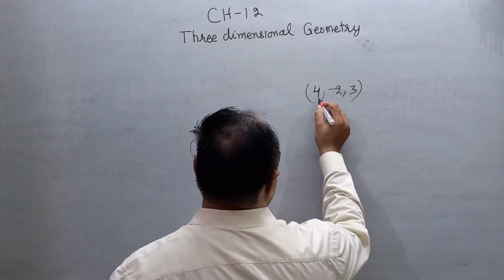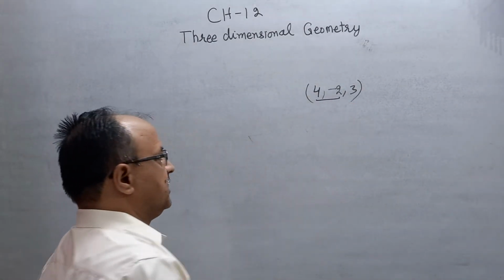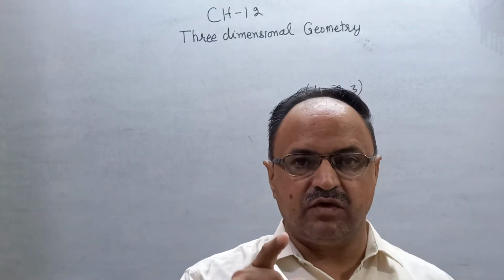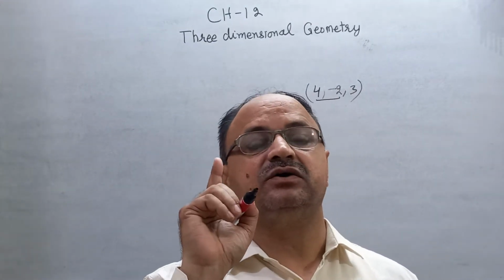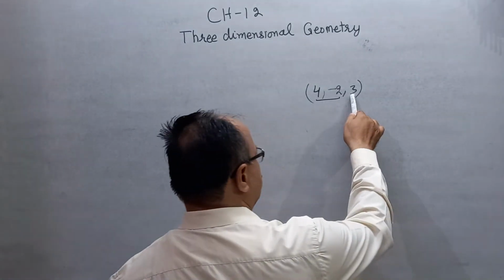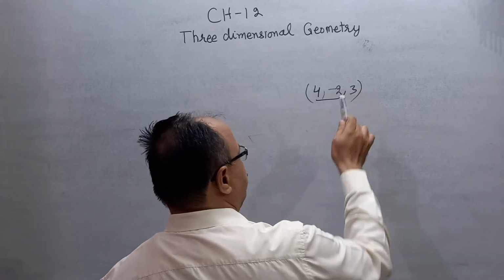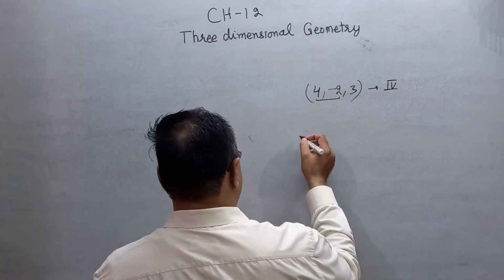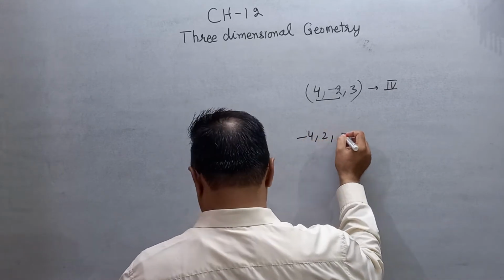Firstly check this. X positive, Y negative. X positive, Y negative lies in the fourth quadrant. If z is positive, then fourth quadrant. If it is negative, then eighth quadrant. This is the 4th quadrant. Similarly, minus 4, 2 and minus 5.